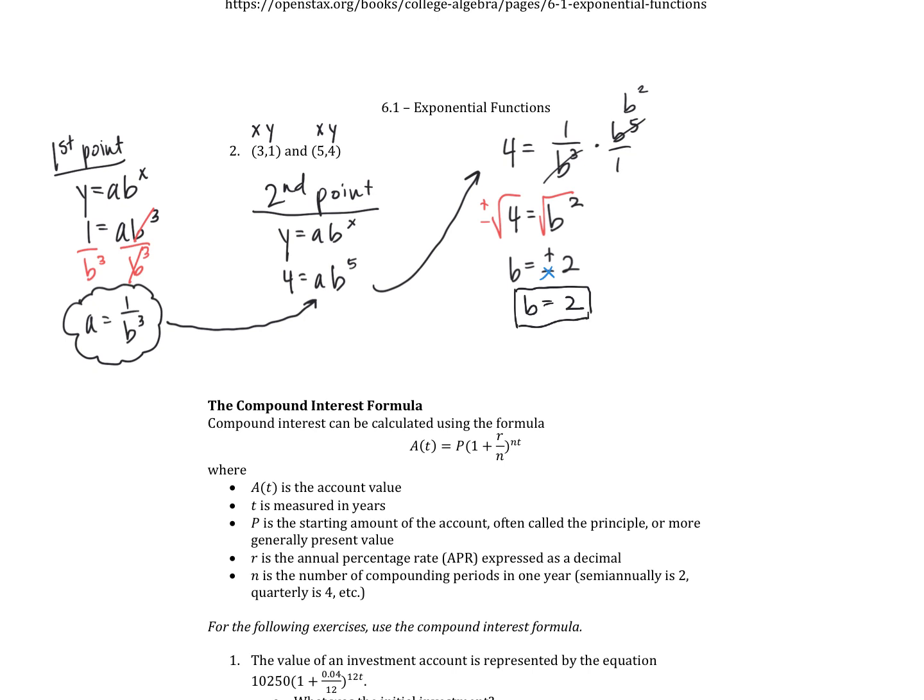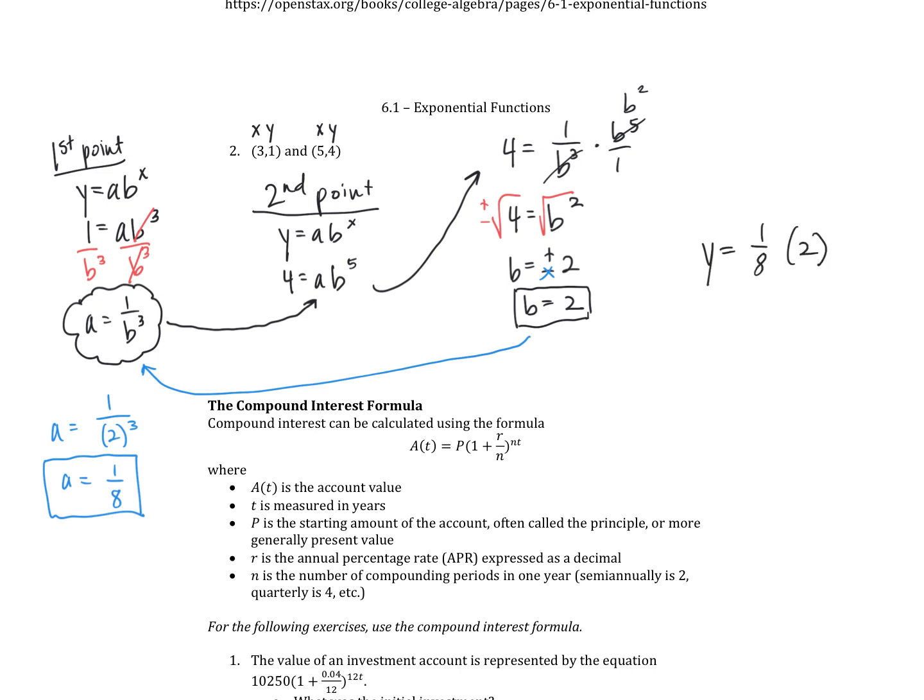Once you know what b is, you can take that and plug it in over here and find out what a is. So a is equal to 1 over b, which is 2, cubed. Well, that's going to be 1 over 8. So now we know what a is and we know what b is, so we can finally write our function. So y equals a times b to the x. So this one was a lot more in depth than the first one. This is more work, but that's how you need to do this one.